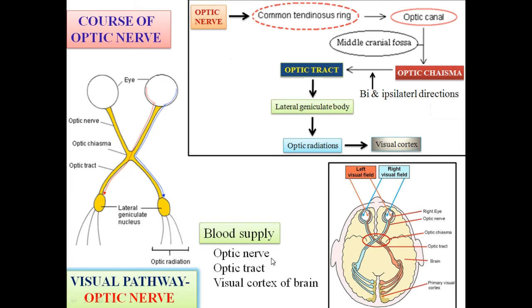The blood supply of the optic nerve is the central retinal artery, which is a branch of the ophthalmic artery. Similarly, the optic tract is supplied by the anterior choroidal artery and the posterior communicating artery. The visual cortex of the brain is supplied by the middle cerebral artery and posterior cerebral artery. So occlusion of the posterior cerebral artery will have an adverse effect, causing visual defects of the cortex of the brain.